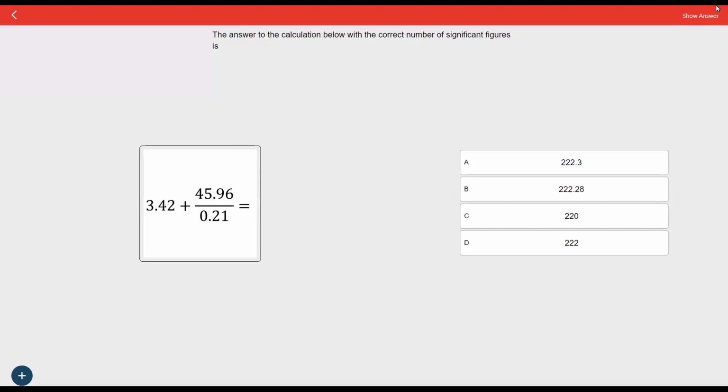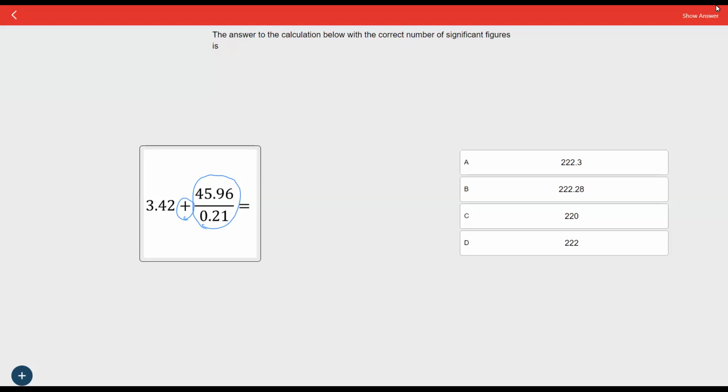Let's take a look at this significant figures question. The key to this question is there's two types of calculations going on. We've got an addition and we also have division. Division and multiplication have different rules than addition or subtraction. For division, your final answer should have the same number of significant figures as the least significant number.